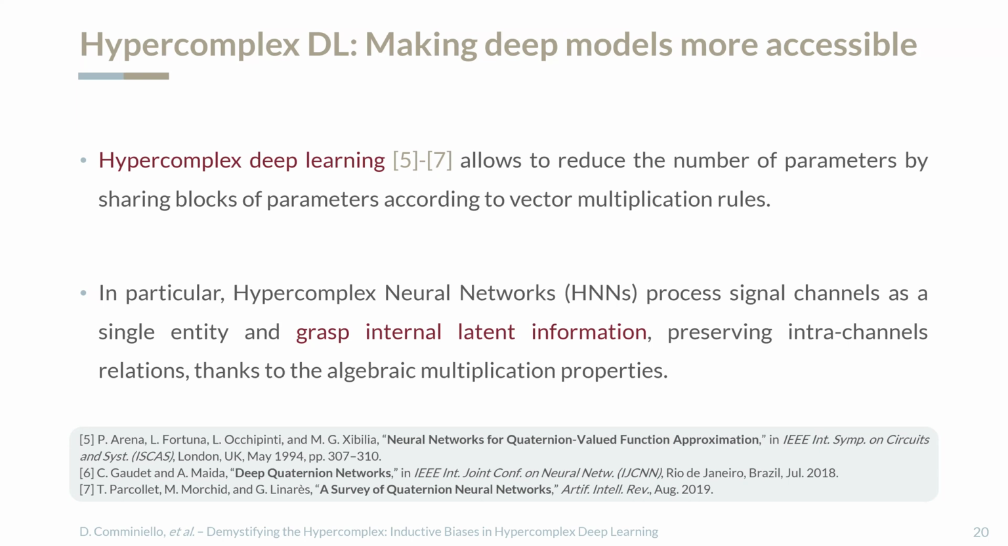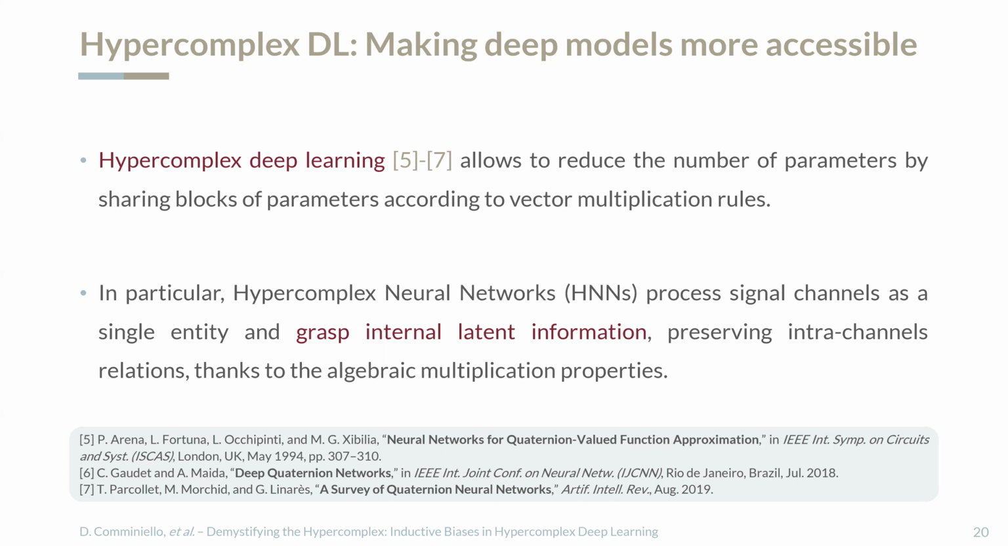Hypercomplex deep learning allows to reduce the number of parameters by sharing blocks of parameters according to vector multiplication rules. So actually, starting from exploiting the redefinition of the multiplication operation, we can think of reducing the number of learnable parameters in a learning system, like an adaptive filter, a neural network, or even a large-scale deep learning model.